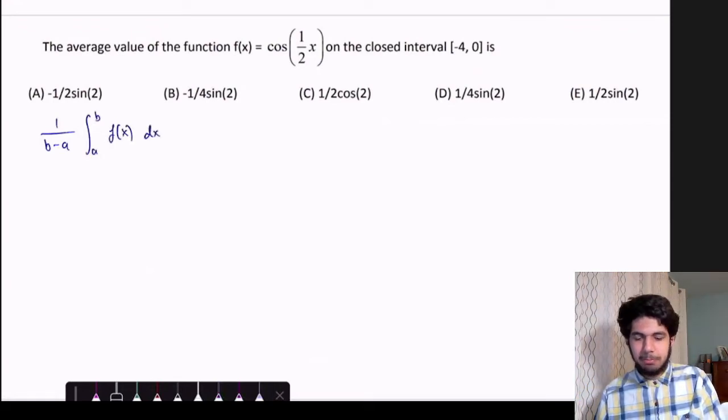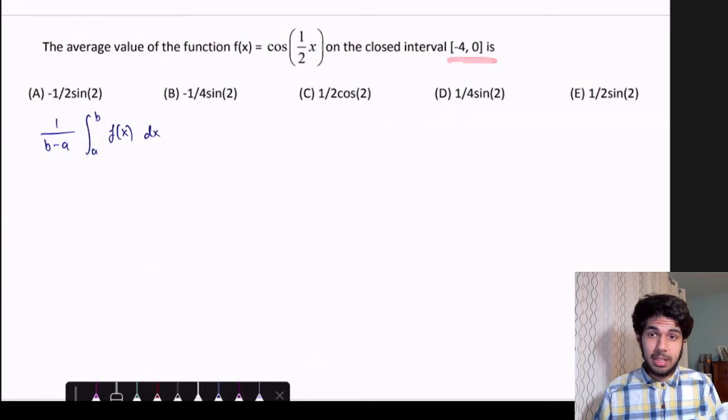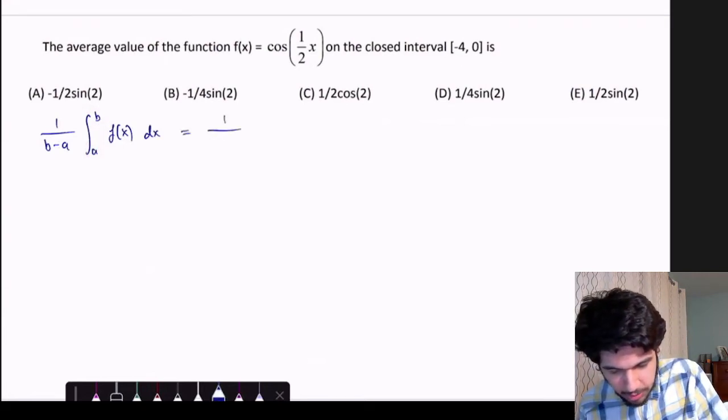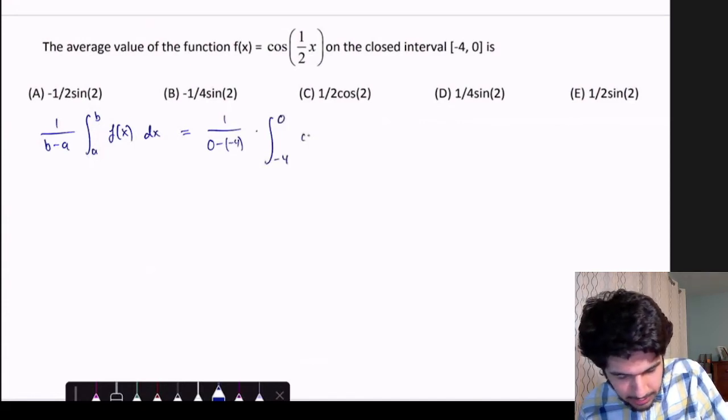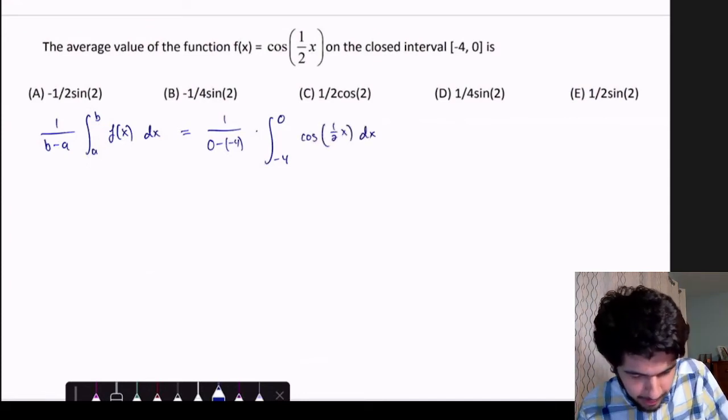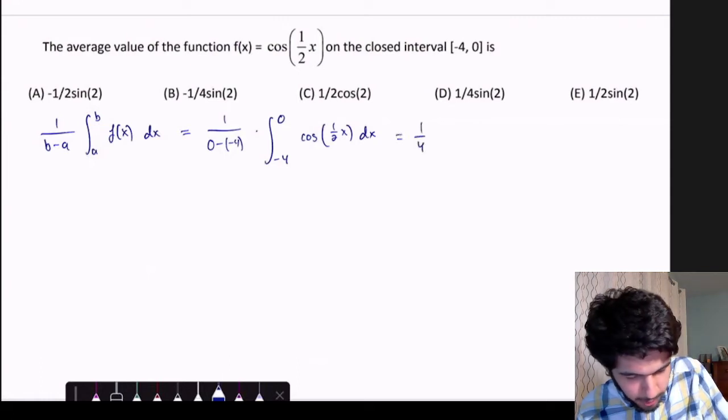Okay? So this b and a refer to the interval that we are integrating on, and we're given that interval there. So we can just plug in our values. So 1 over (0 minus -4) times the integral from -4 to 0 of cosine of 1/2 x dx. And well, let's just take care of that fraction term out in front. That's just 1/4 times the integral of the same thing.